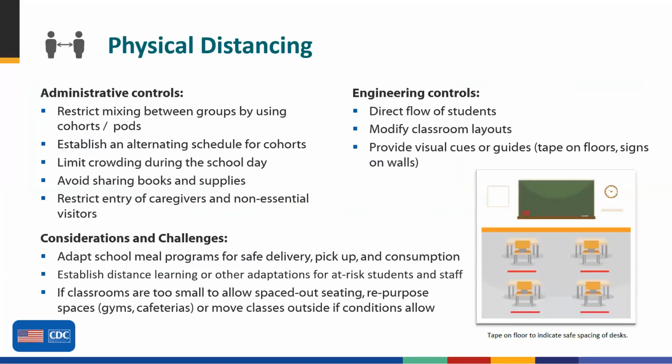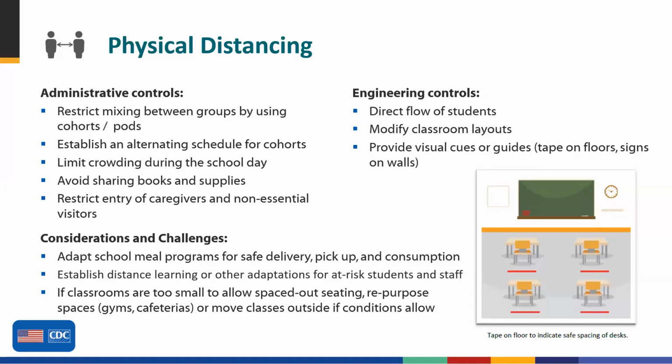So I'm now going to talk about engineering and administrative controls that schools can consider for each of the mitigation elements, starting with physical distancing. Some key administrative controls that can support physical distancing include restricting mixing between groups by using a cohort or pod approach so that students interact with a dedicated small group of other students to minimize spread if there is an exposure. Students and schools can establish an alternating schedule for these cohorts to maximize use of school space.